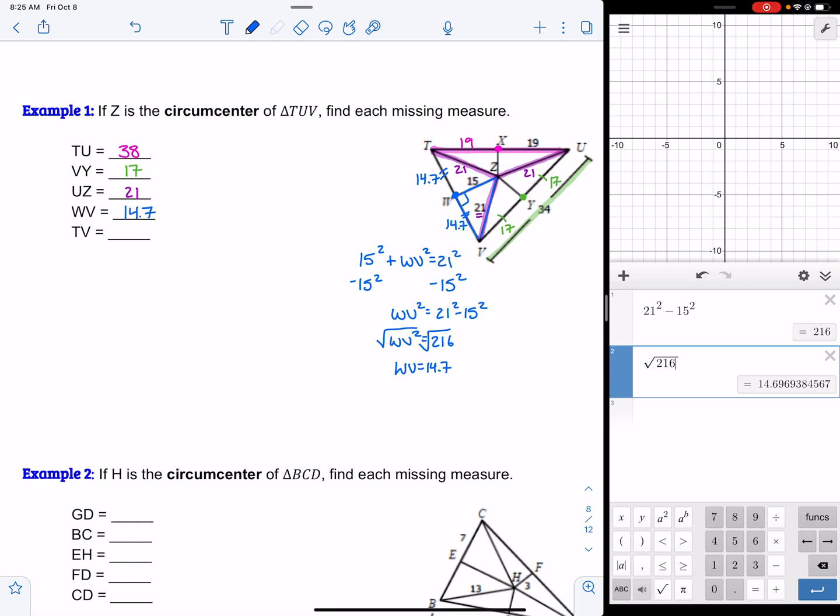And then they asked us for TV, which we just figured out. Both of those segments are 14.7. So if we just multiply 14.7 times 2 or add 2 of them together, either way, you get the same thing. So we get 29.4 for TV. All right, let's look at another example. Clear out my calculator.